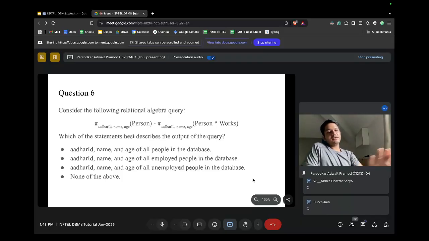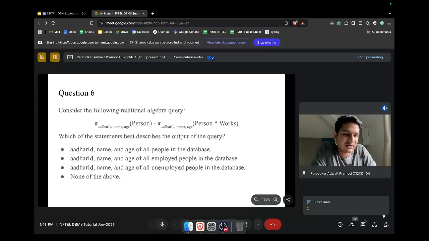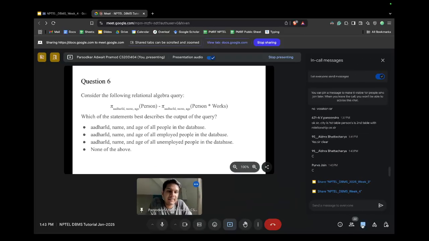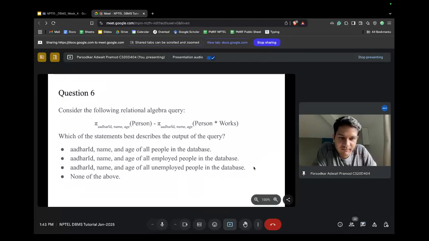Okay, we have C as a popular option. Anyone who does not agree that C is the correct answer? Okay, so it is indeed C that is the correct answer.